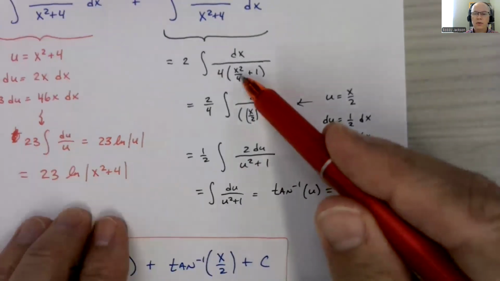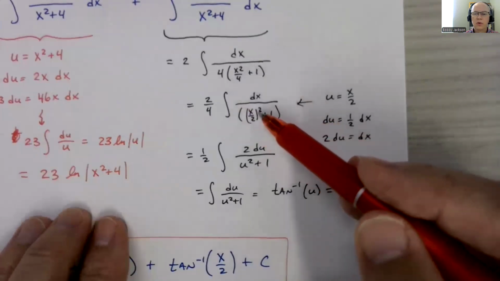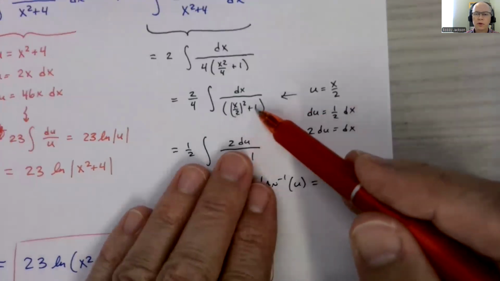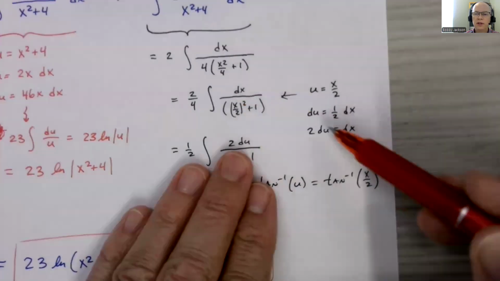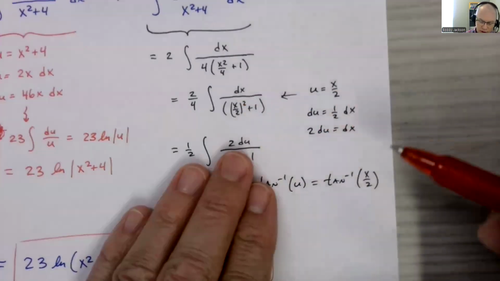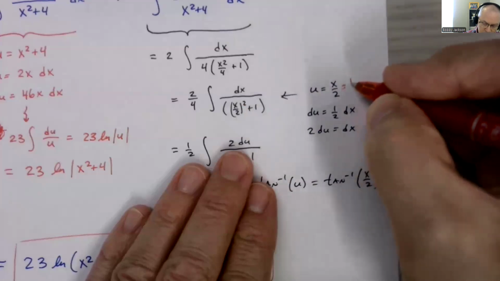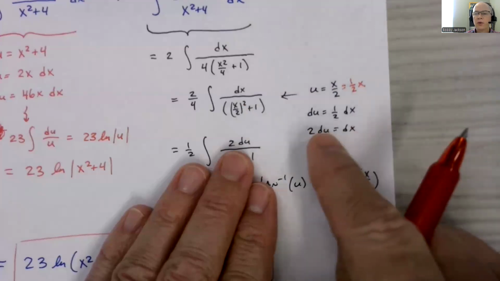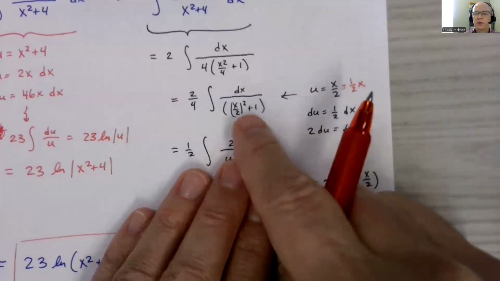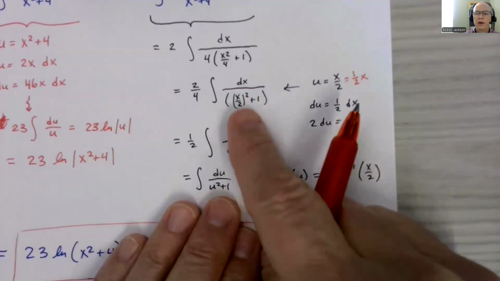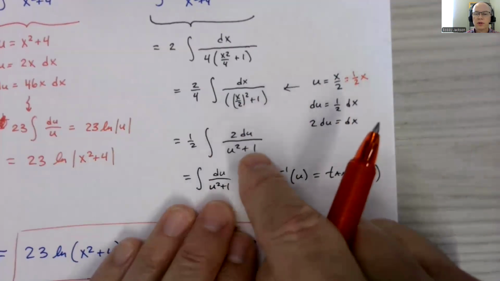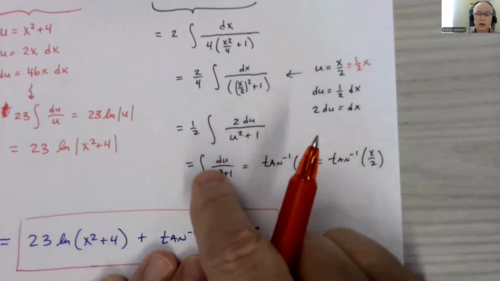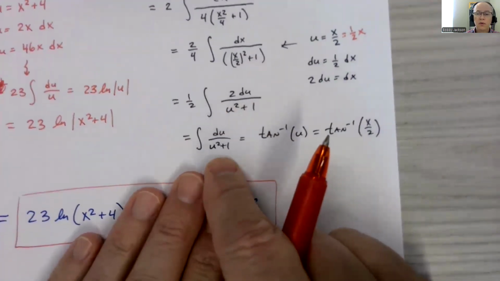And now, notice x squared over 4 is the same as x over 2, quantity squared. So I just let u be x over 2, which will give me u squared plus 1 down here. I do need to see what the dx will be. du is what? If u is x divided by 2, which is the same thing as 1/2 times x, the derivative is 1/2. And so du is 1/2 dx, or multiplying by 2, 2 du is dx. I'm going to replace dx with 2 du. Down below, u is x over 2, I get u squared plus 1. This 2 can now come out. 1/2 times 2 is 1, and I just get the integral of du over u squared plus 1.